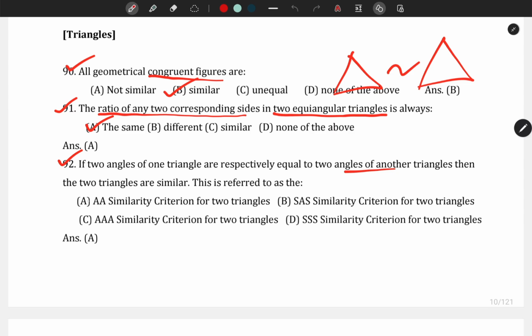This is referred to as AA similarity, because if we have two angles equal, we have A and A, two angles equal. So the triangle is similar by AA similarity.